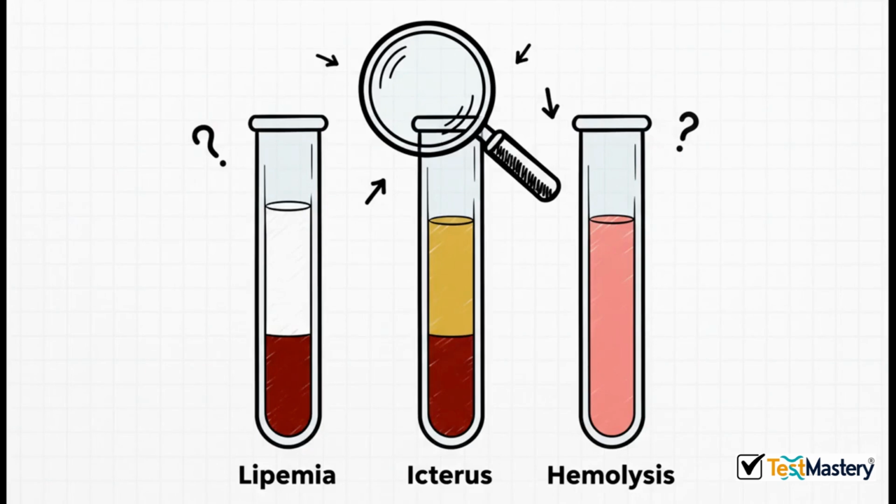And for your exam, it is crucial that you know the difference between these three visual problems. Lipemia, which is cloudy, icterus, which is dark yellow, and hemolysis, which is a red color from broken blood cells. They all have different causes and they mess up tests in different ways. Your job is to look at the sample, recognize these conditions, and document what you see.